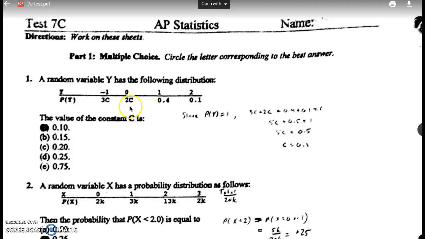So what we need to do here is think about the fact that the probabilities of some event happening are always all going to sum up to 1. So over here on the side, I know this is kind of blurry, but what I did is I did 3C plus 2C plus the 0.4 plus the 0.1, and set it equal to 1. And basically then just solved for C, and I got C is 0.1, and so the answer to number 1 is A.